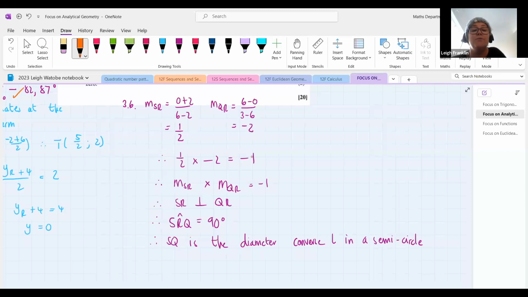All right, so out of 4, mark there, mark there. There would have to be a mark on getting that, and then, so we have to state this and our reason together, because this is what proves it, and then our final mark would be for that, for writing SRQ as 90 and converse angle in a semicircle.